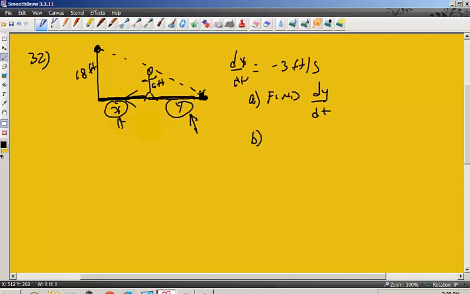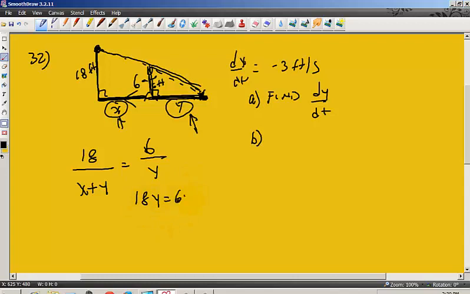Having said that, this is a right triangle, and they are similar right triangles. So 18 is to x plus y as 6 is to y. Let's cross multiply. I get 18y equals 6x plus 6y. Clean it up some more: 12y equals 6x.